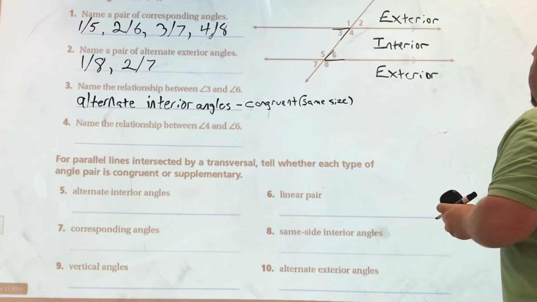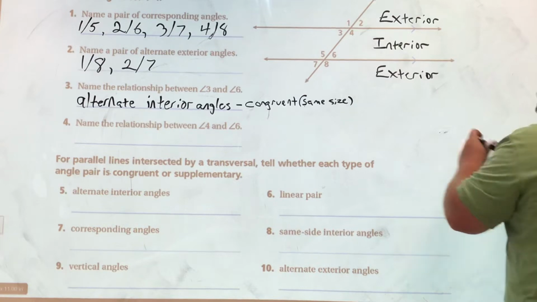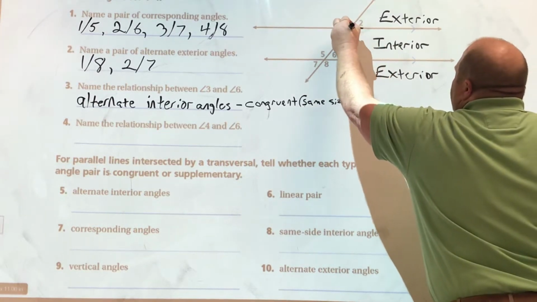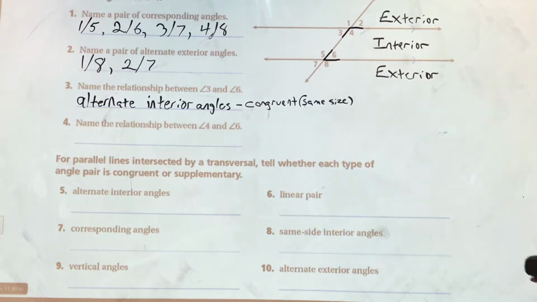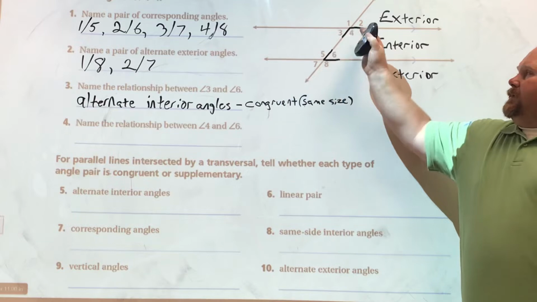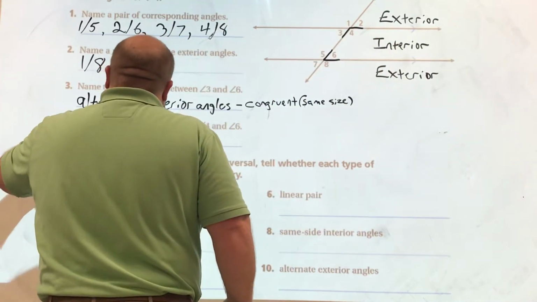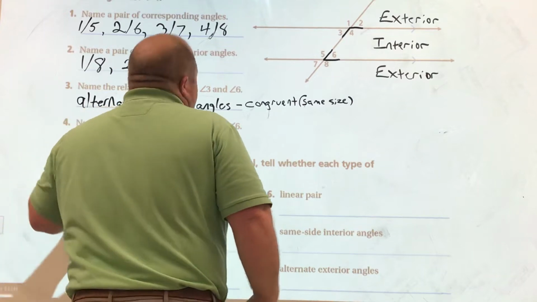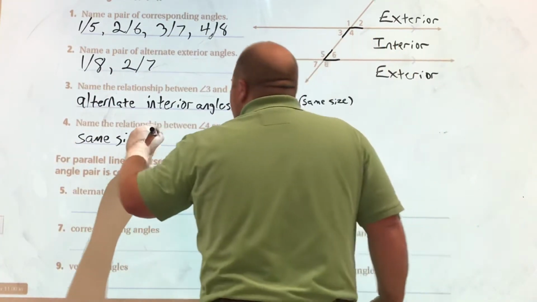All right, number 4. Name the relationship between angle 4 and angle 6. 4 and 6. All right, so let's take a look. They seem to both be from this right-hand side. So they're not alternates, they're same side. So we're going to start off with same side. And they're both in the interior. So same side interior angles.